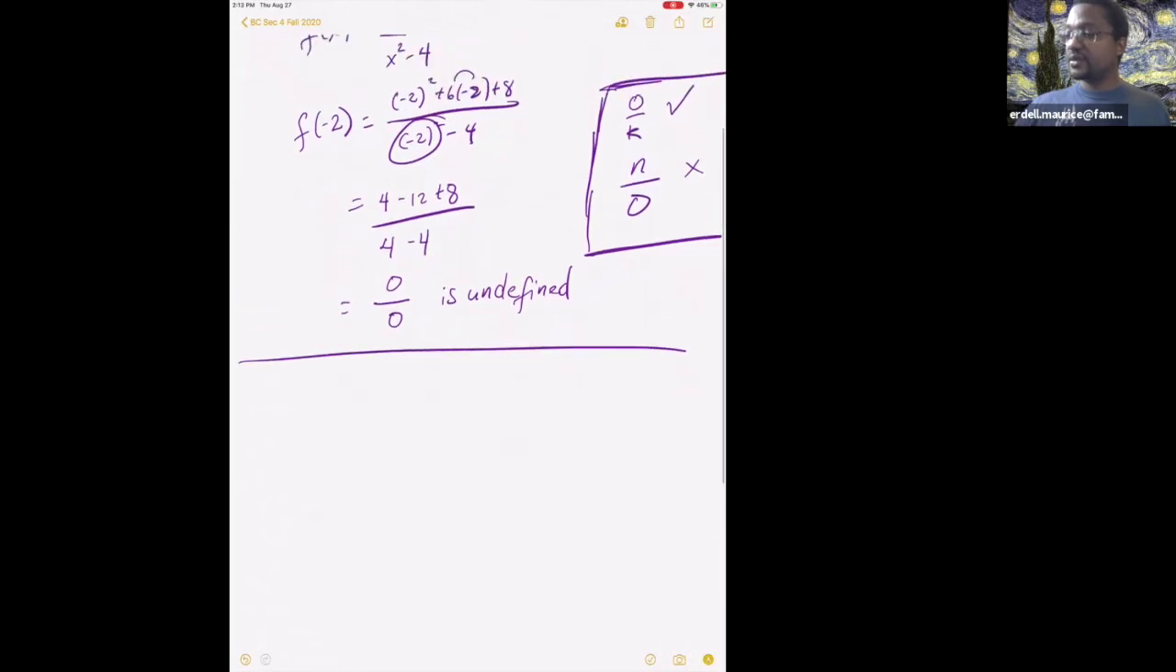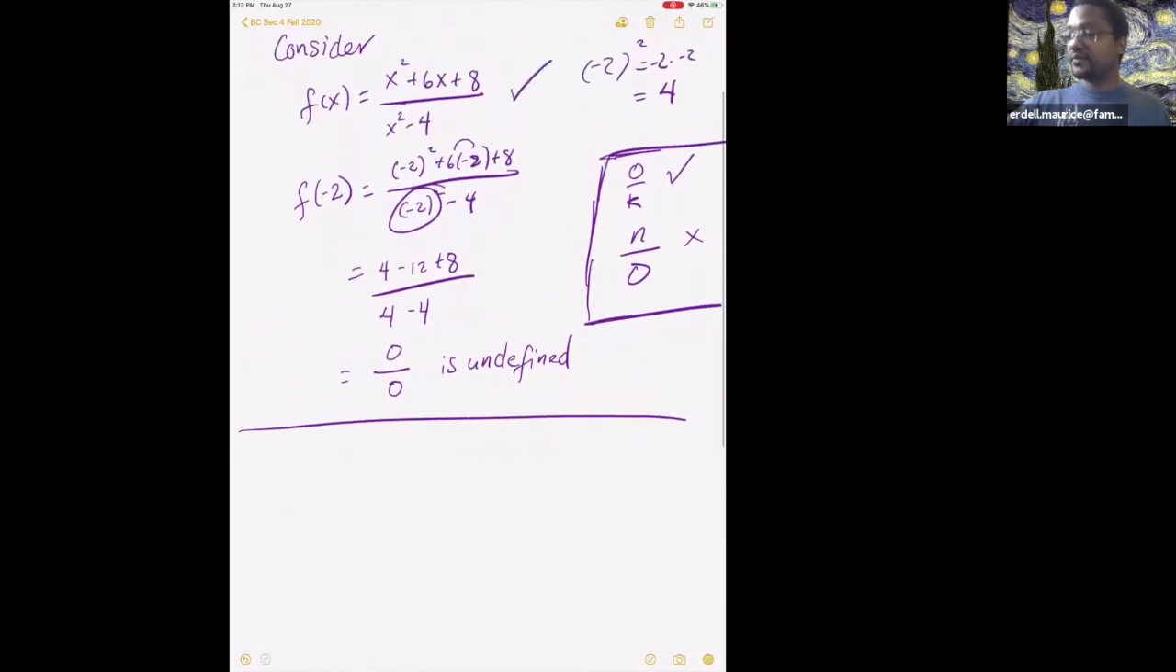So for my function right here, if I plug in negative 2, I don't get an answer. However, if I find the limit as x approaches negative 2 for my function, well, what's that equal to?